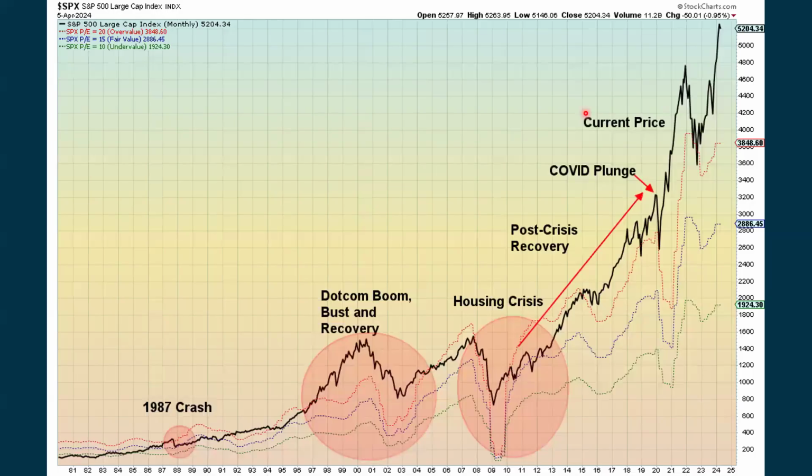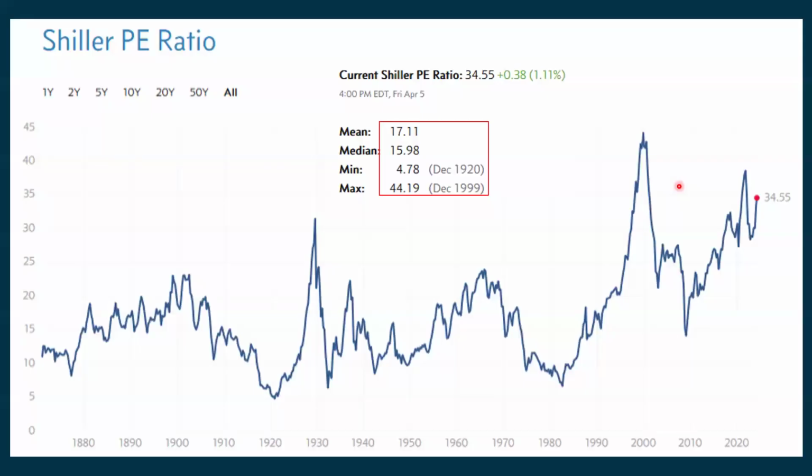This is another chart showing different events that have happened and what the valuations were at that time, just to give you a little bit of a perspective. Then we look at another measurement.